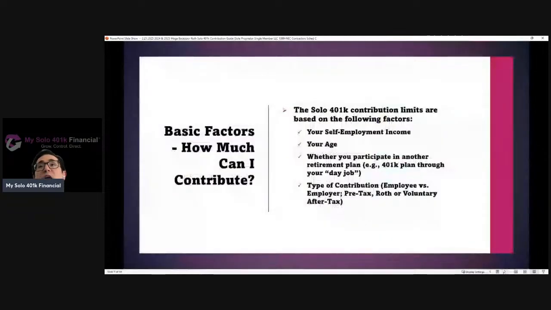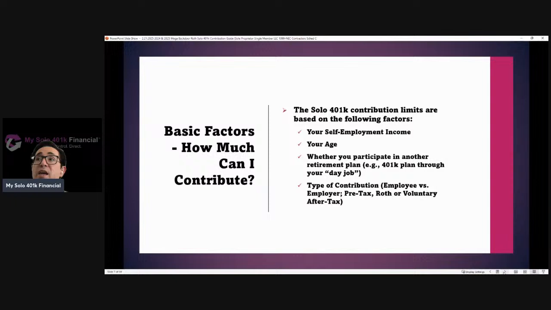So now let's start to look at how much one can contribute as a mega backdoor Roth contribution. So anytime we talk about how much I can contribute to a solo 401k, it's good to understand that there are certain basic factors that dictate how much someone can contribute. For example, the solo 401k contribution limits are based on one's self-employment income, because the whole purpose of a 401k is to save their earned income for retirement, their earned self-employment income. And you can't save more than you earn. So the first factor is going to be that self-employment income.